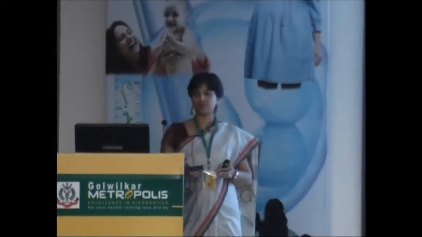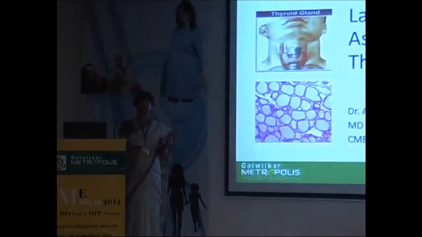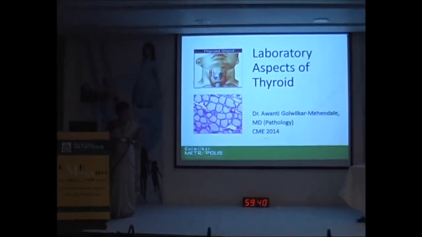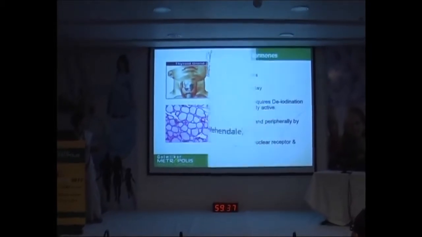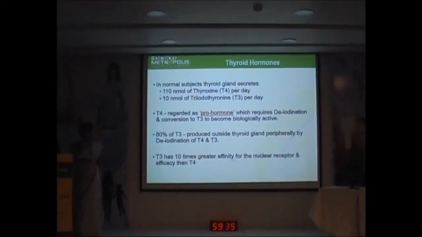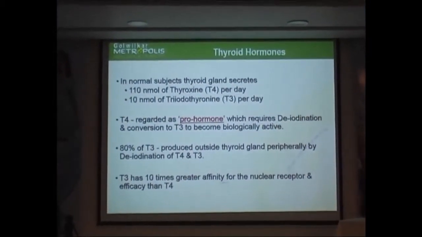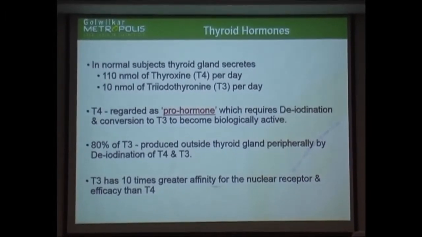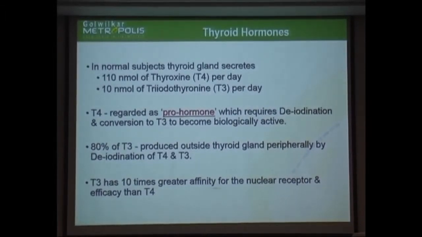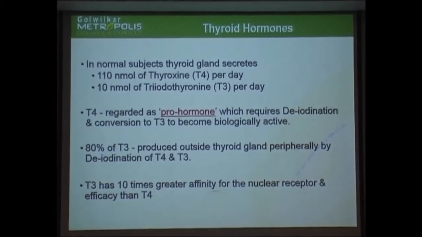I'm going to deal with the laboratory aspects of thyroid with a stress on the regular thyroid function tests. This has been already covered, that it is predominantly the T4, or thyroxine, which is secreted by the thyroid, whereas 80% of the T3 is produced peripherally by conversion or deiodination of T4 into T3. So in a way we can consider T4 as a pro-hormone which gives rise to the 10 times more potent active hormone, which is the T3.